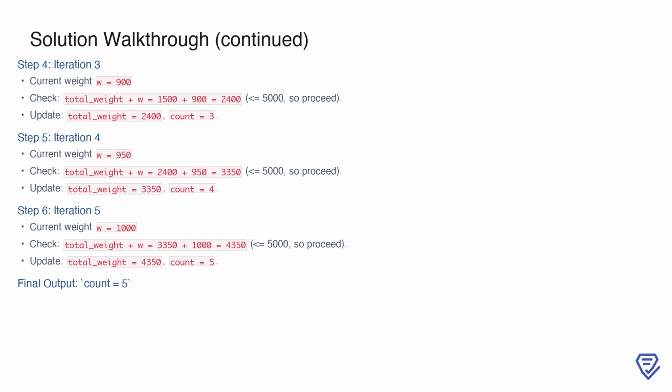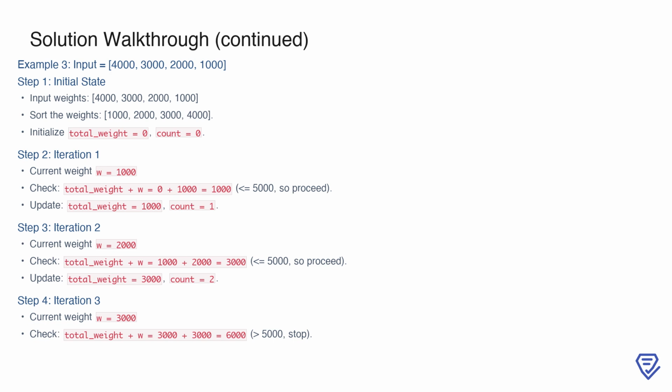Finally, we take the weight 1000. Adding this to our current total of 3350 gives 4350, which is still less than or equal to 5000. We update total_weight to 4350 and count to 5. Since all the weights have been processed, the final output for this example is count equals 5, meaning we can fit 5 apples into the basket.